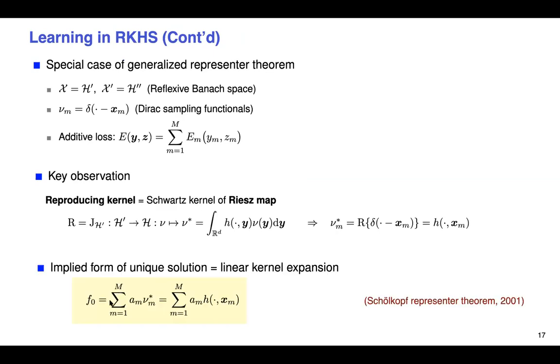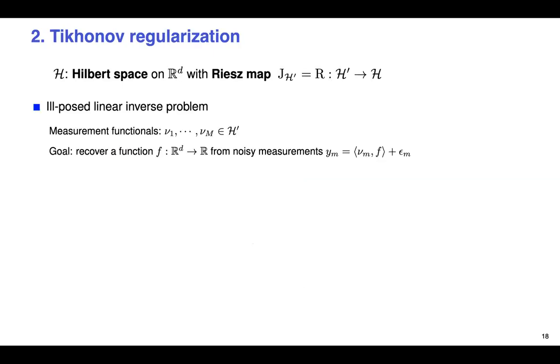I'm going too fast. Here, I'm just getting the solution. The solution is in the linear span of those nu m star, and those guys here are just kernels. And so this is the traditional representer theorem of machine learning. Now, something very classical, but a little less well known.